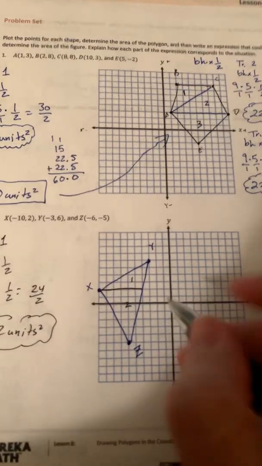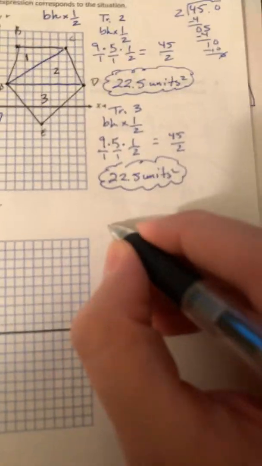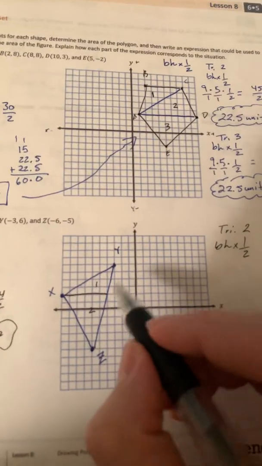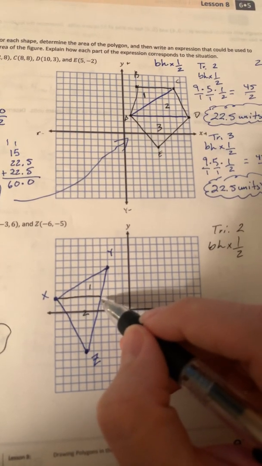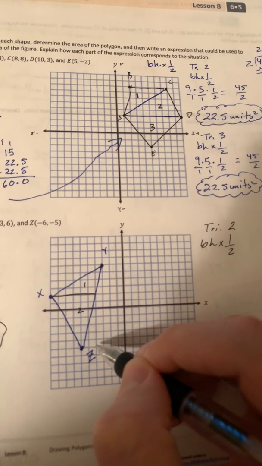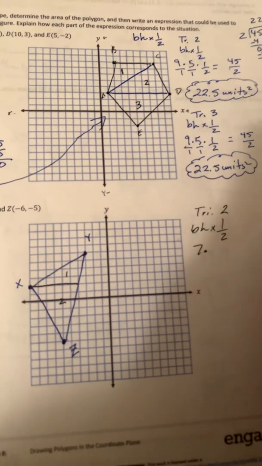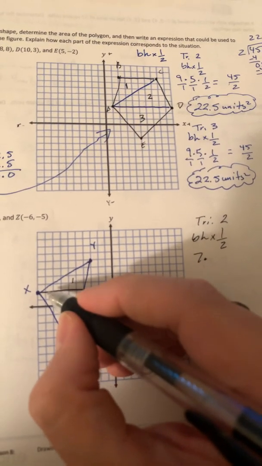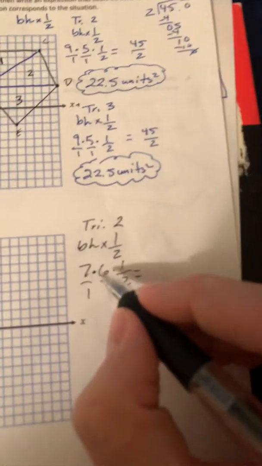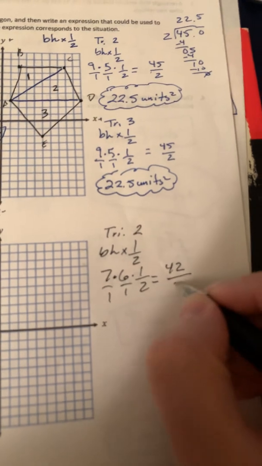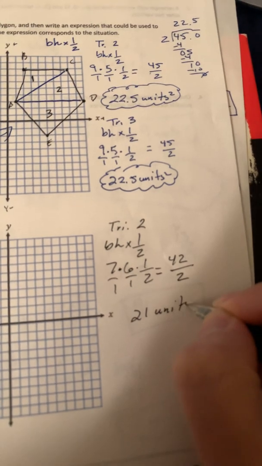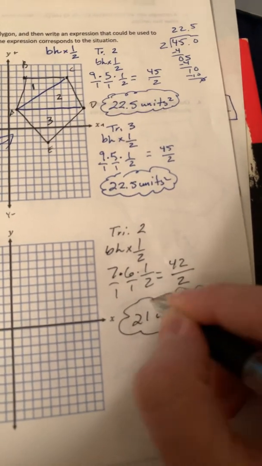Bam. Let's look at triangle 2. I'm gonna do it over here. Need some space. Base times height times 1/2. Said that the base for this one is 1, 2, 3, 4, 5, 6, 7. And the height 1, 2, 3, 4, 5, 6. 1/2. Let's multiply across. 7 times 6 is 42, divided by 2. 42 divided by 2 is 21 units squared. Okay.